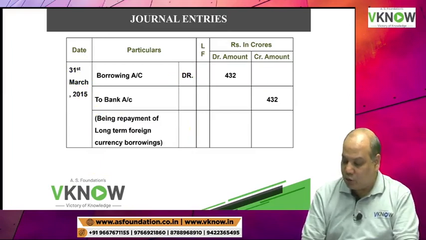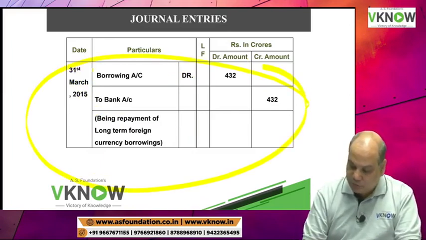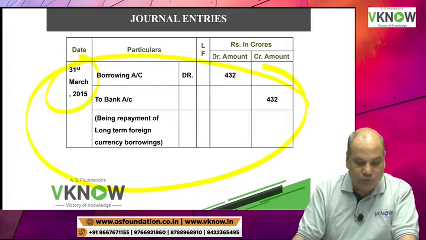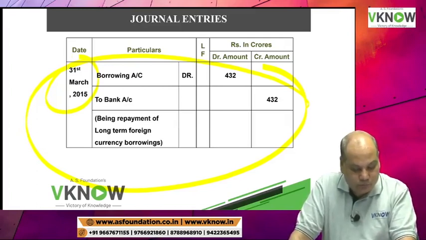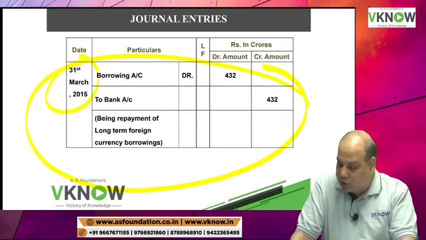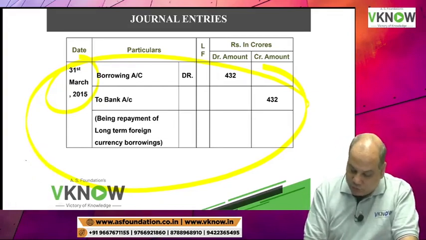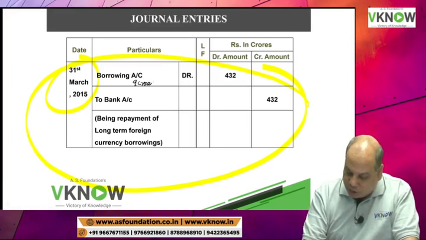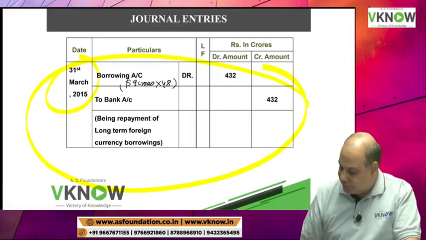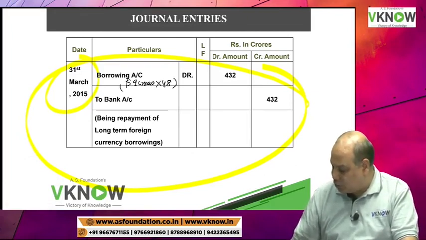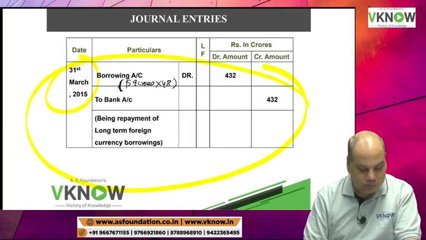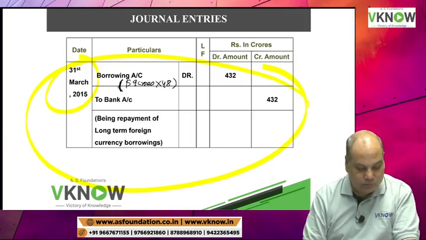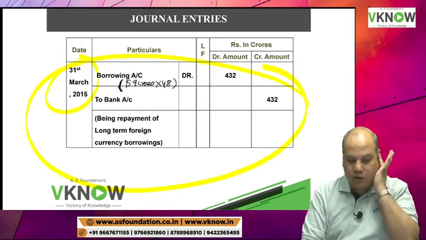And you have to repay the loan also, don't forget. One more entry for repayment of loan. Borrowing account debit 432. You have borrowed 9 crore dollar. Exchange rate is 48. Kindly multiply 9 into 48. 432 crore you have to repay, to bank account.